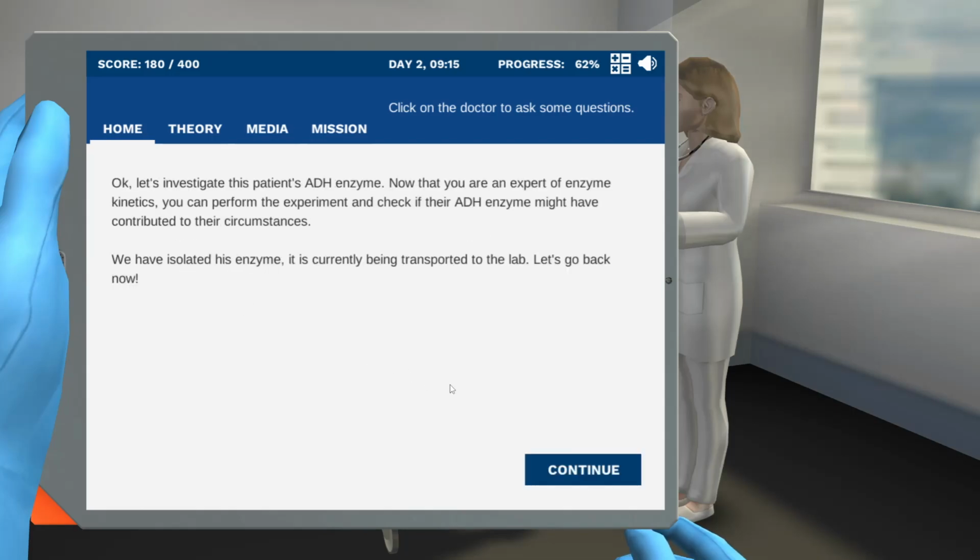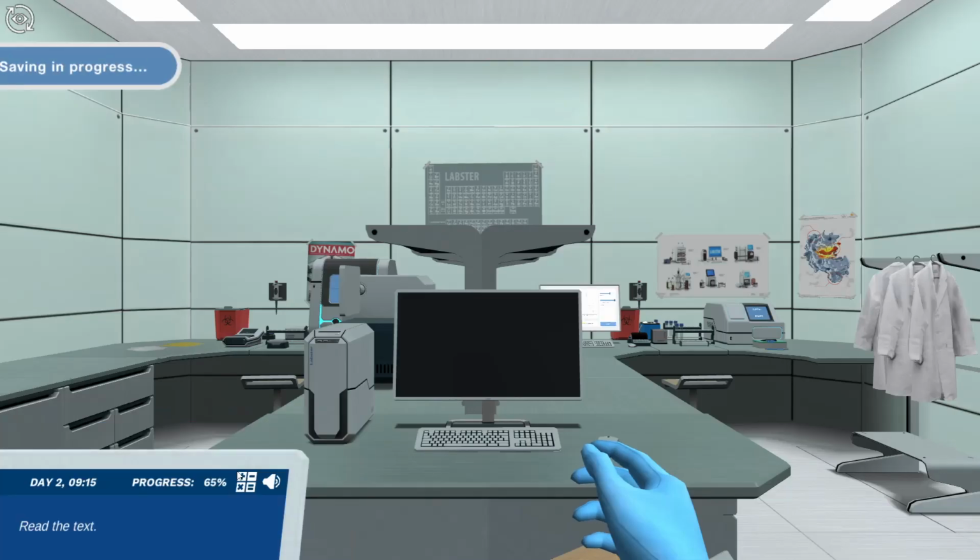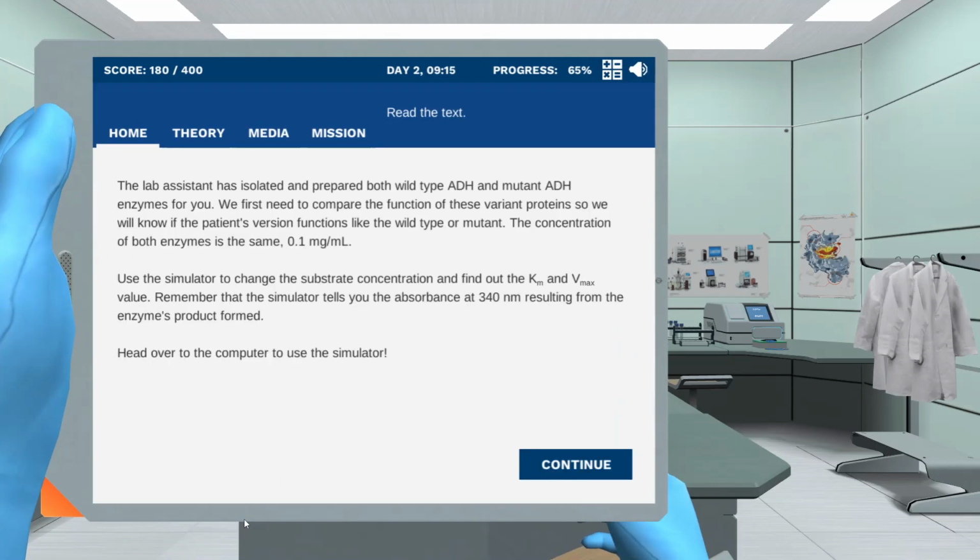Okay, let's investigate this patient's ADH enzyme. Now that you are an expert of enzyme kinetics, you can perform the experiment and check if their ADH enzyme might have contributed to their circumstances. The lab assistant has isolated and prepared both wild-type ADH and mutant ADH enzymes for you. We first need to compare the function of these variant proteins so we will know if the patient's version functions like the wild-type or mutant.